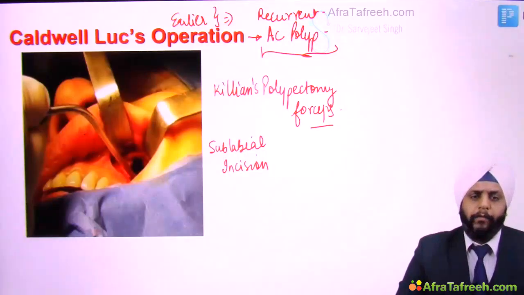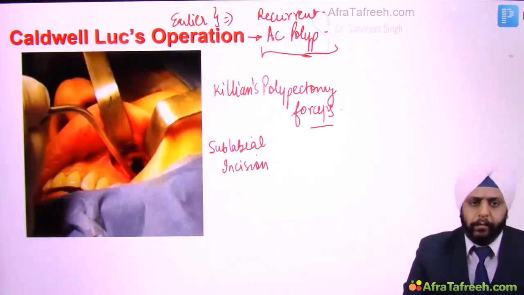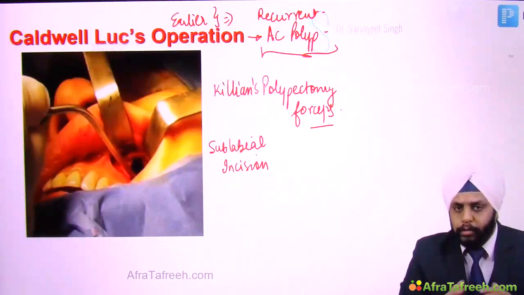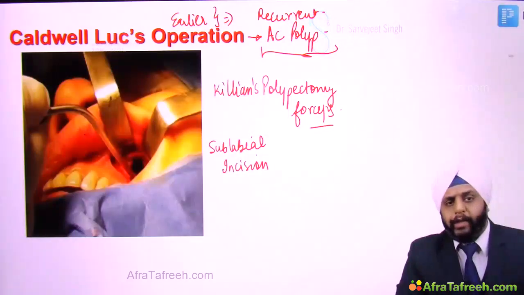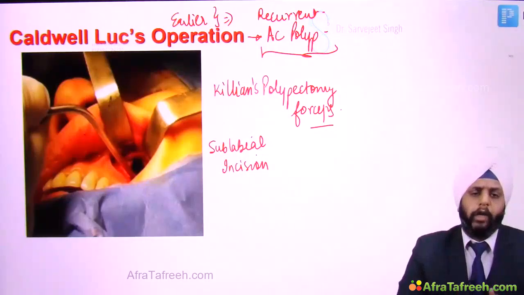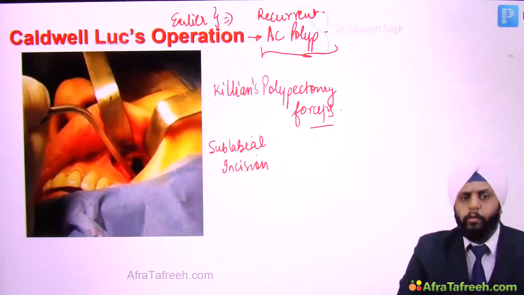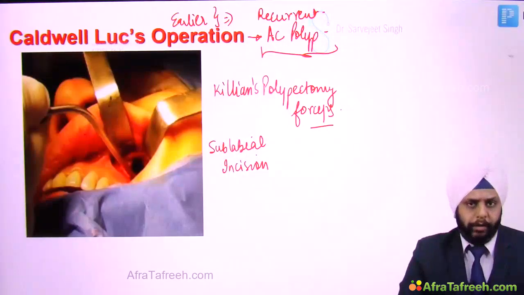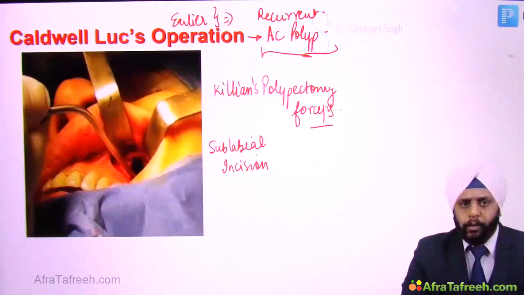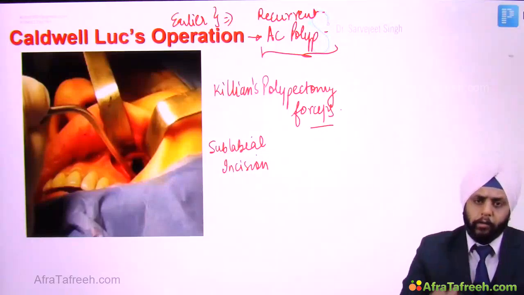But most of the times what will happen? The polyp will break somewhere in between and the maxillary ostium will remain blocked. Okay, and when it remains blocked, what will happen? There will be recurrence of AC polyp. So recurrence was very common before we discovered the endoscopic sinus surgery, right? So recurrence was very common. So what will we do? Because the patient is having recurrence again and again, so Caldwell-Luc operation was done.